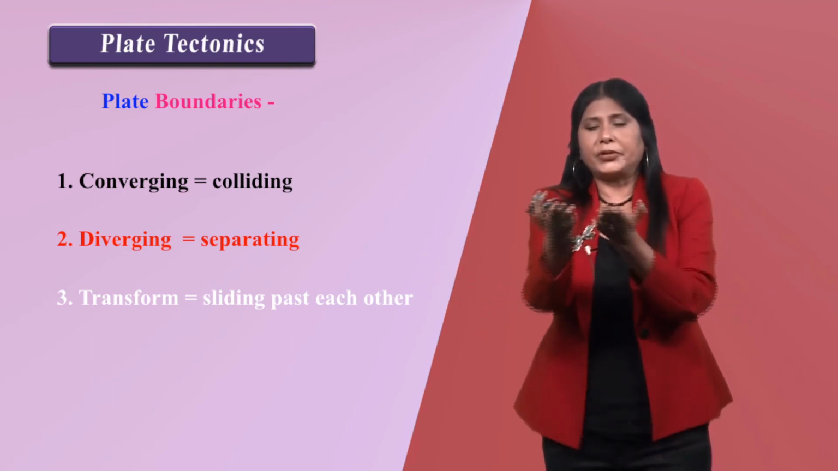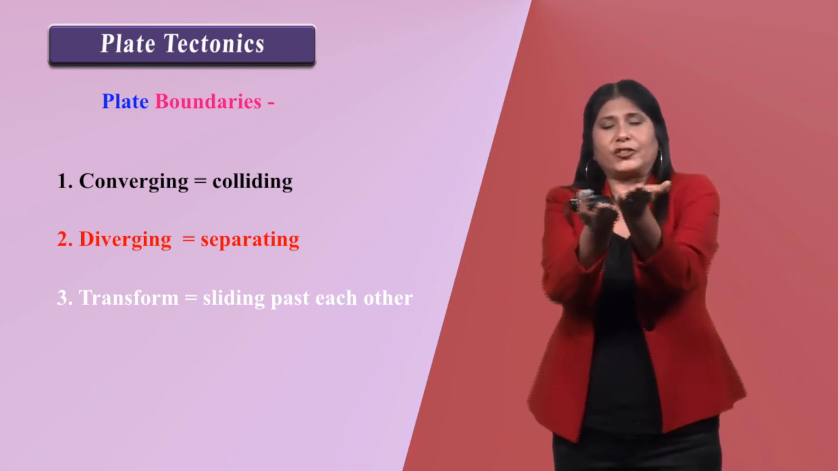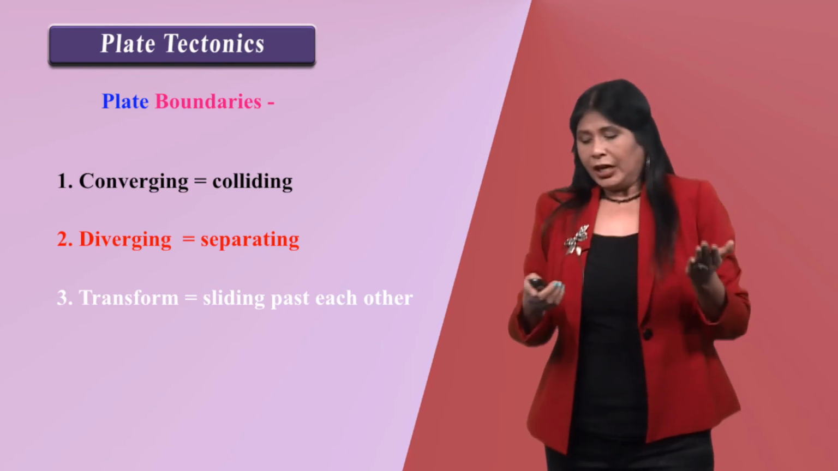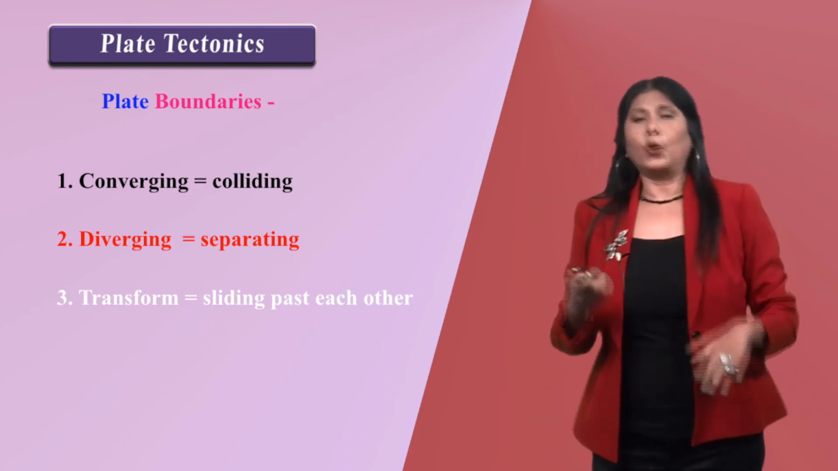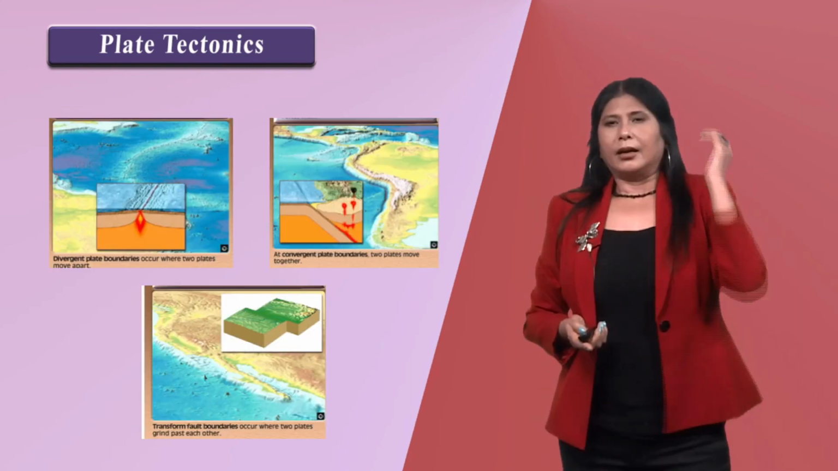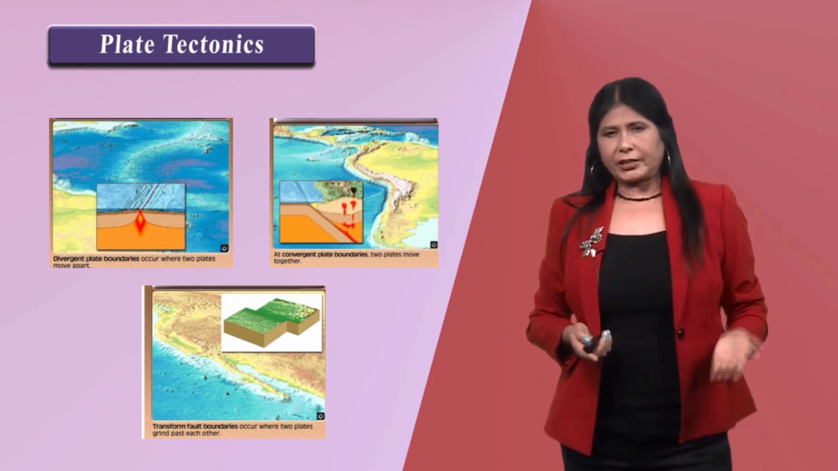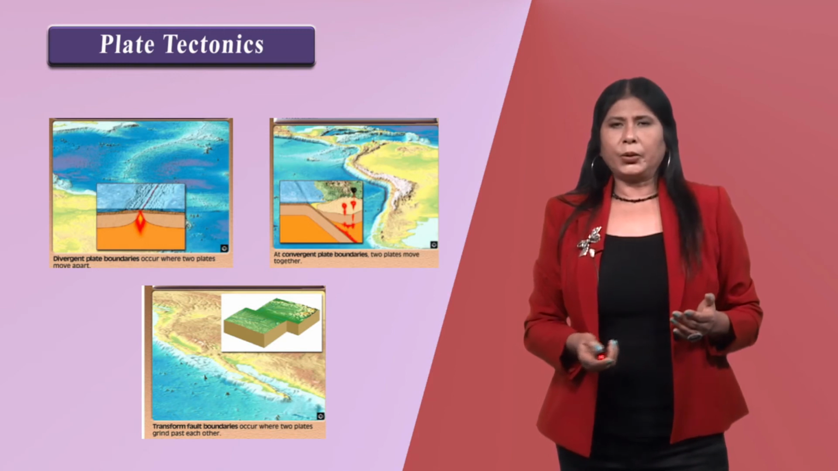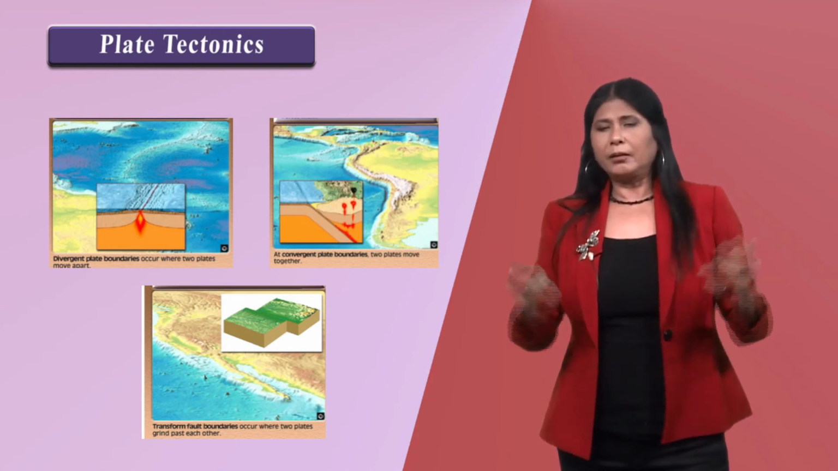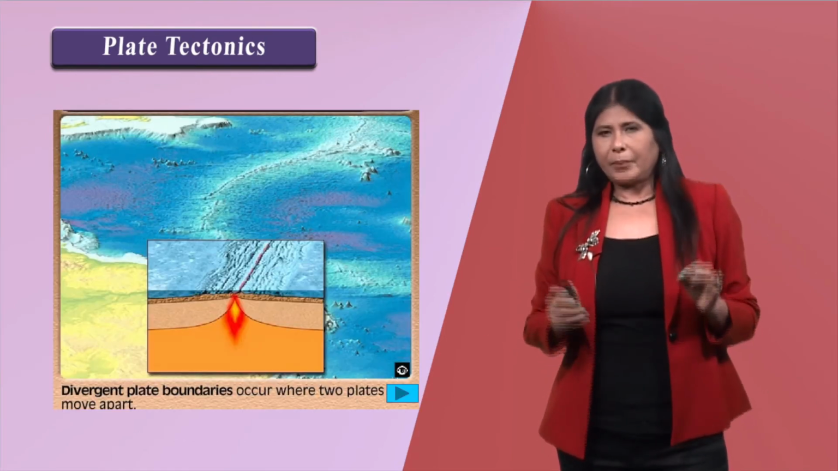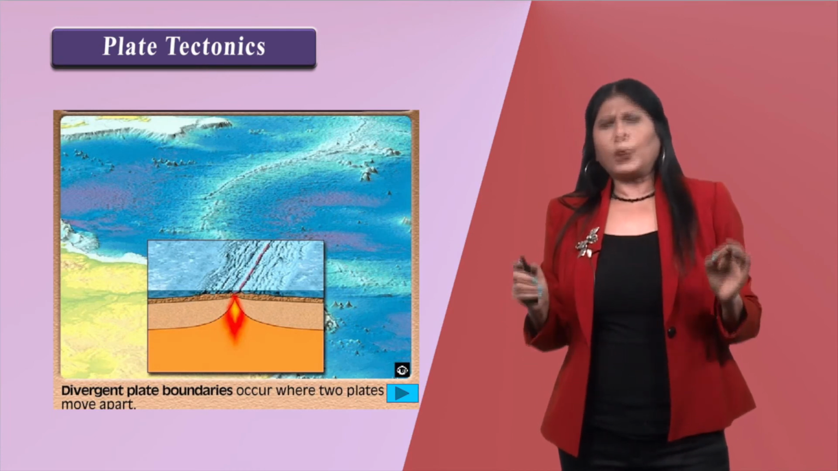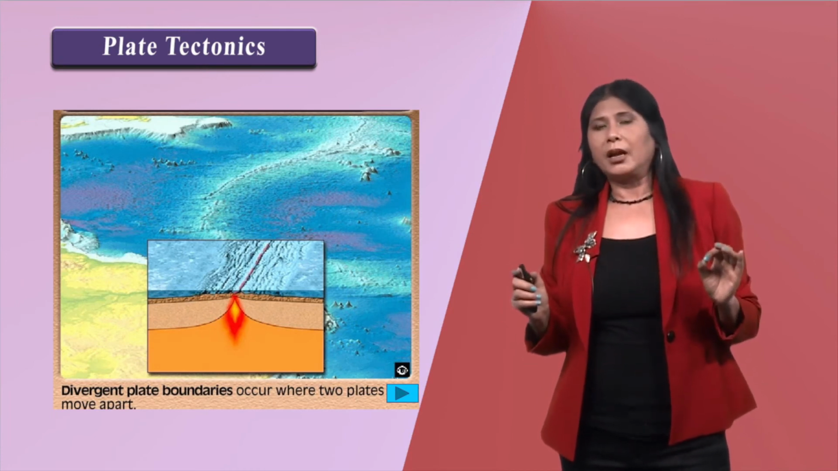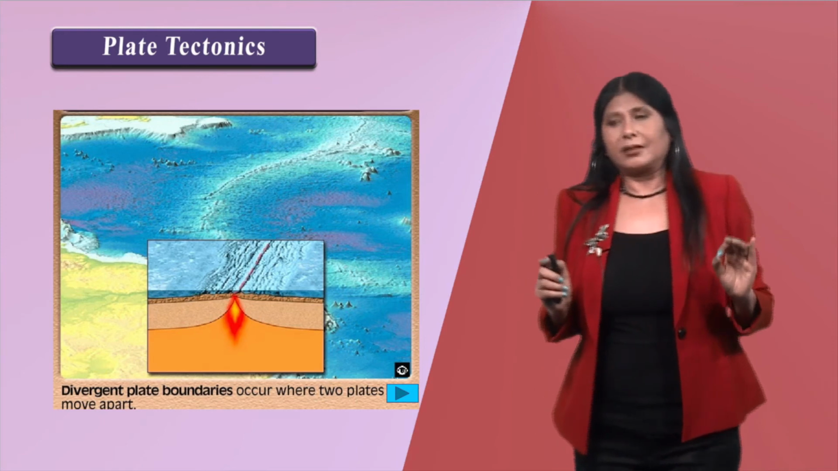and transform boundary, where the two plates will just slide past each other. No one is sliding or riding over the other. The three pictures explain the three types. So, this is how a spreading boundary is formed. Passive boundary. Earthquake happens, volcano happens, but it does not create a tsunami.